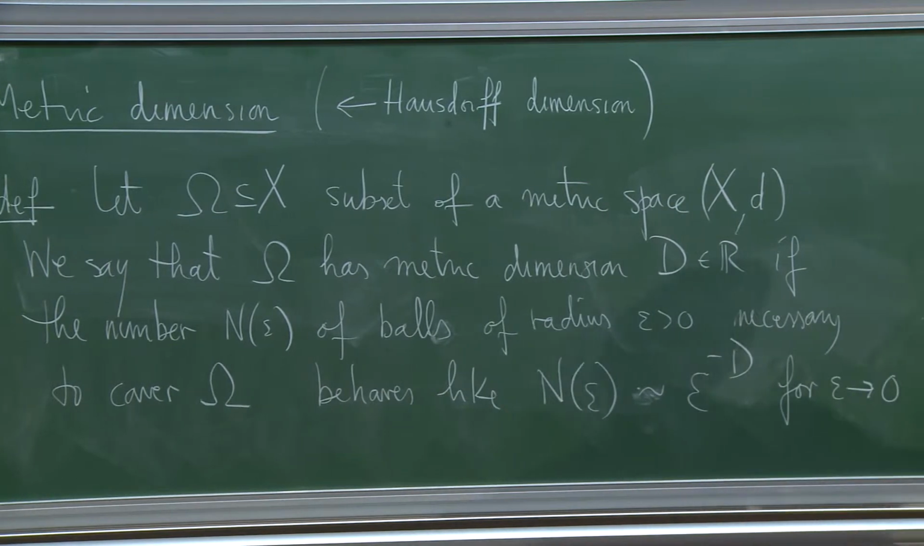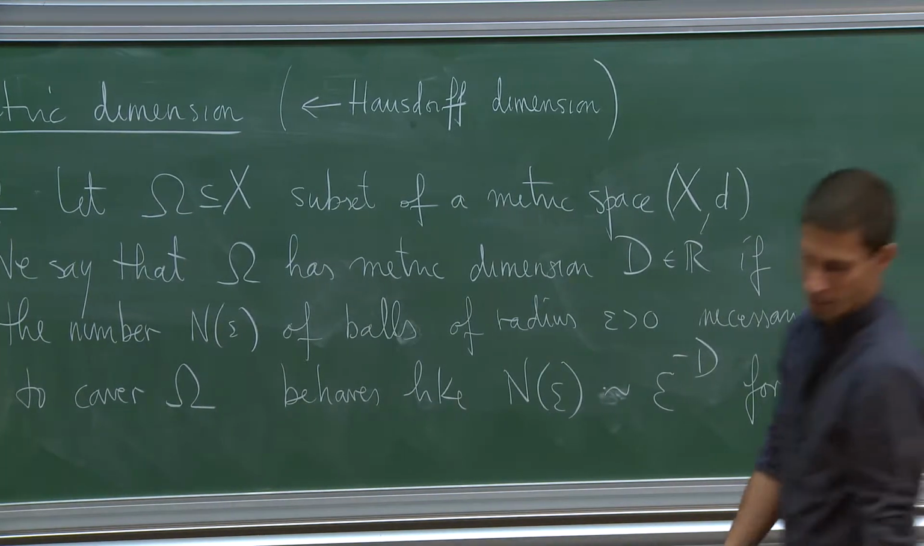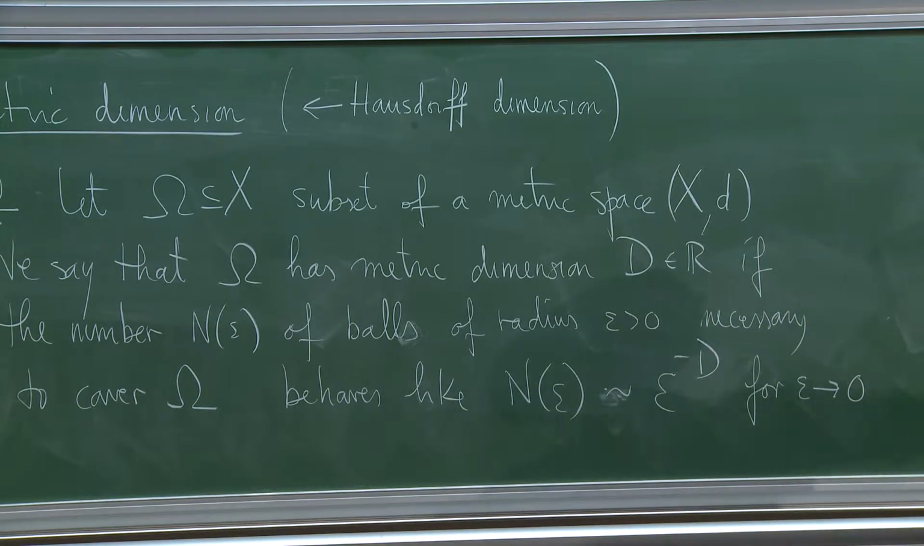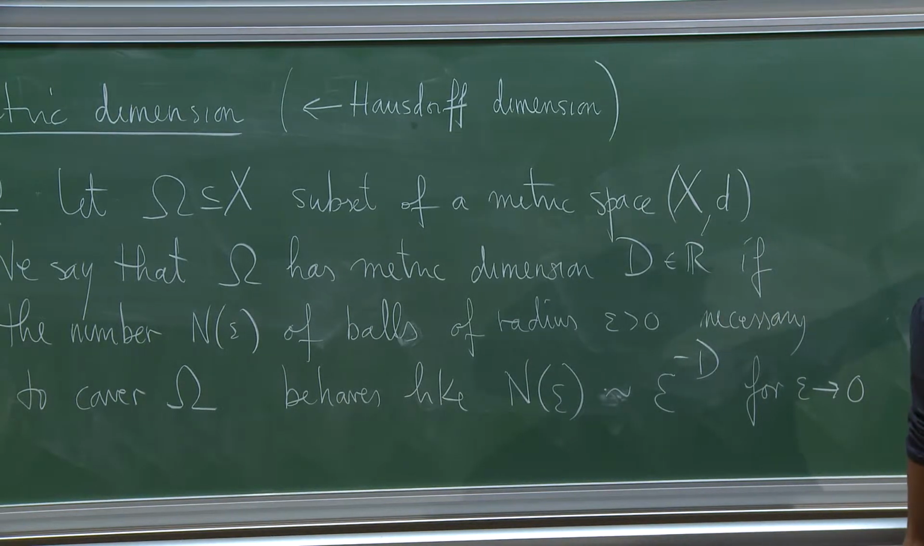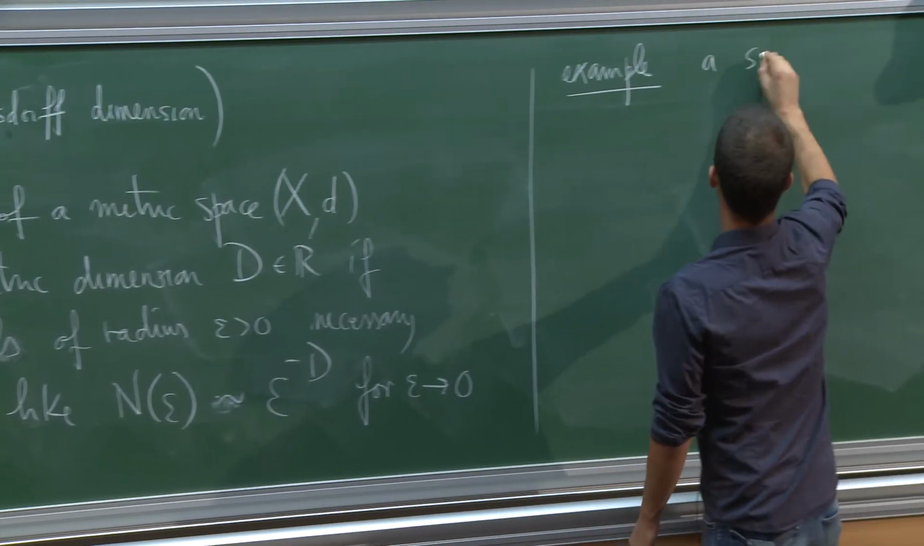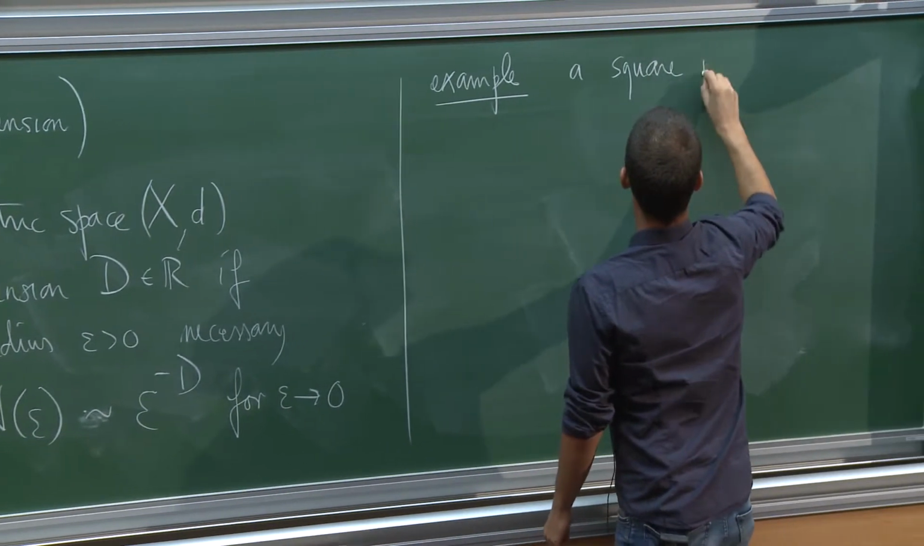Okay, let us try to see that this is very natural. So if you want, for instance, to cover, for example, let us take a square in R2.